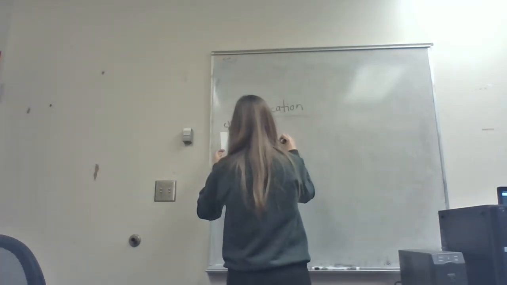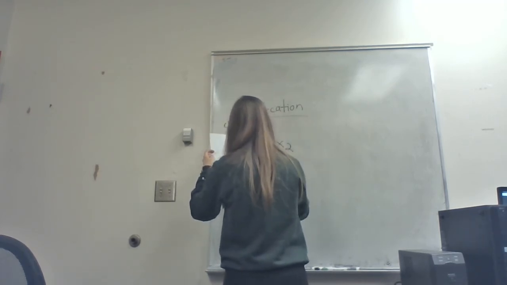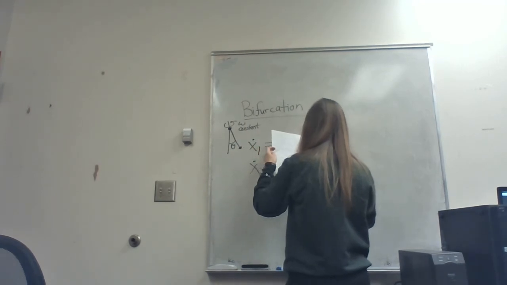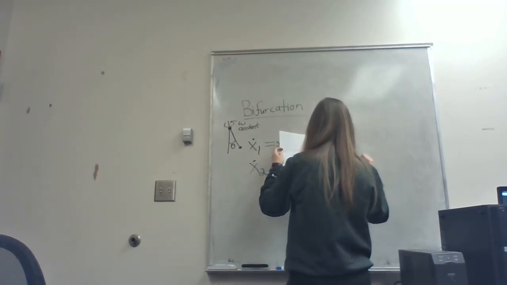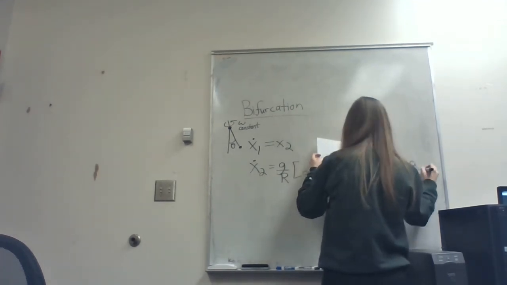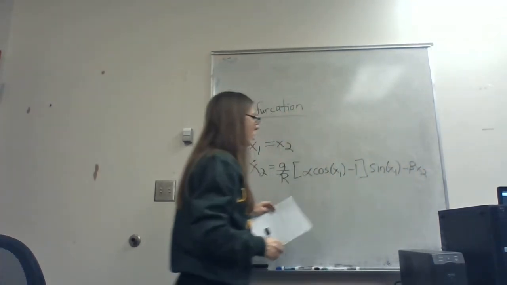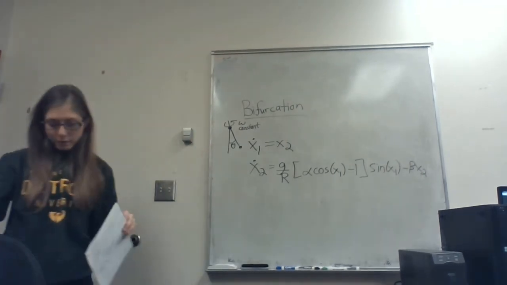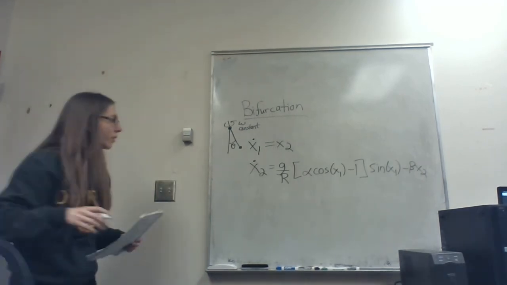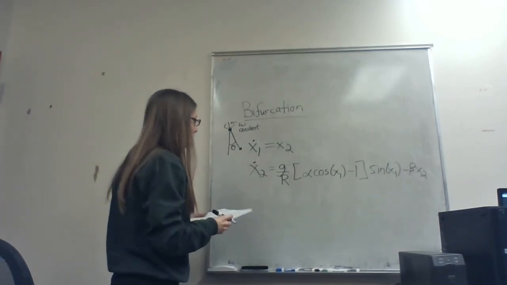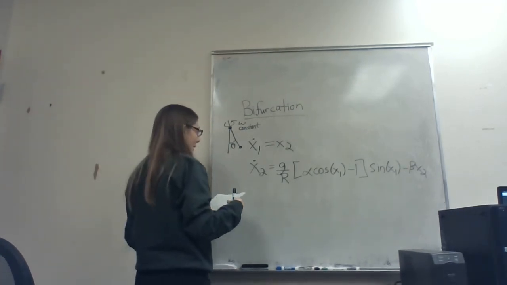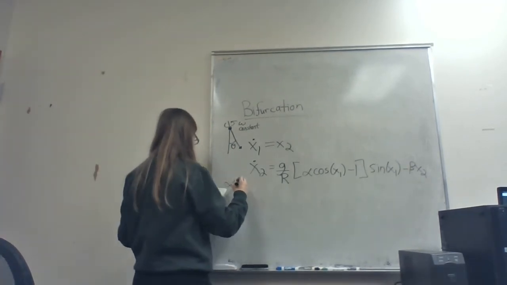x1 dot is equal to x2. x2 dot is equal to g over r alpha cosine x1 minus 1 sine of x1 minus beta x2. Beta has something to do with friction. I didn't figure out this model. This came from my notes, so I couldn't tell you where all these terms came from. I would have to look back at a physics book to figure that out. But don't worry about that, just assume this model's right.